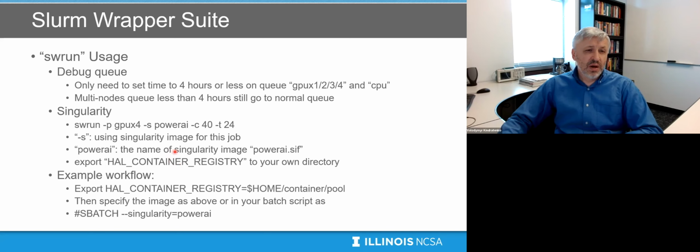Also, we have a debug queue that this default allocation goes into. This debug queue is set up to give you more rapid access if you just want to very quickly test something. The production queues are going to take more time to get into, whereas the debug queue is designed for short-lived jobs that you only typically need for very quick testing.